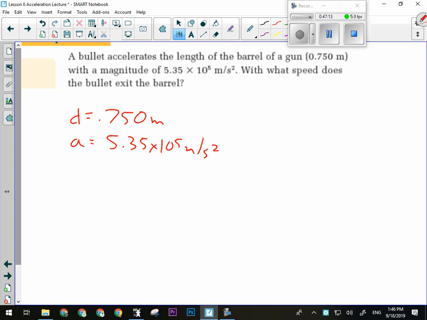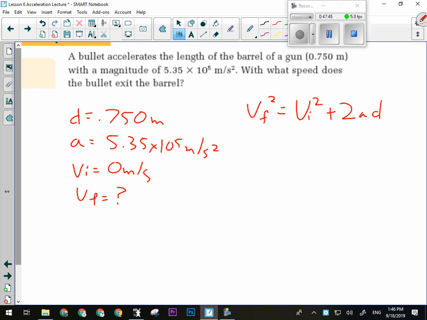All right, so we're looking for, and we would also have to assume here, is the bullet moving at the beginning? No. Bullets aren't moving when they're in the barrel, before they get struck. So VI equals 0 meters per second. We're looking for the speed it exits the barrel at. So I have VI, I have A, and I have D, and I'm looking for VF. The only formula we have that has that is VF squared equals VI squared plus 2AD.